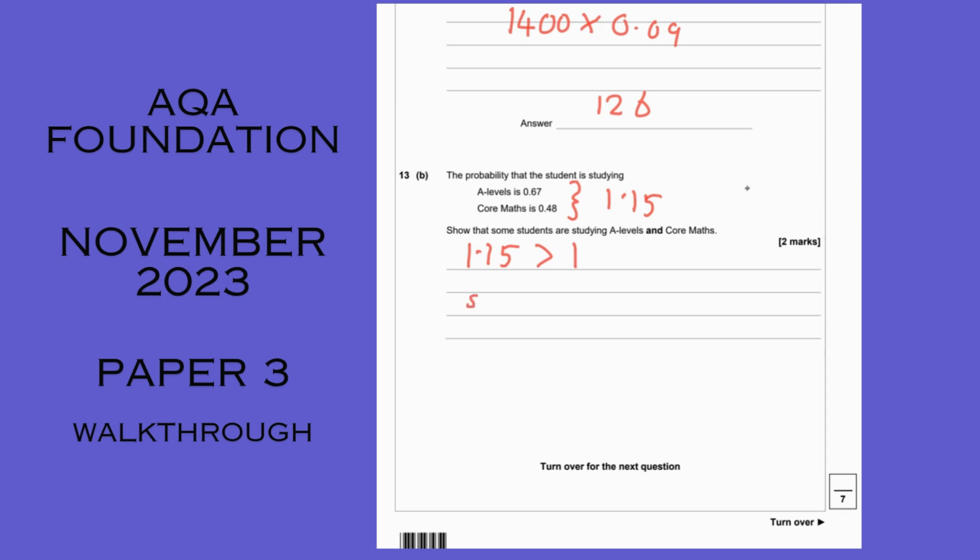All right, so you can make the statement that at least, because it could be more, at least 0.15 of the students do both. As I say, could be more.